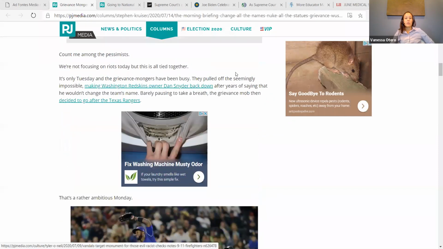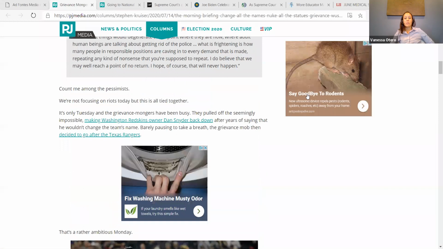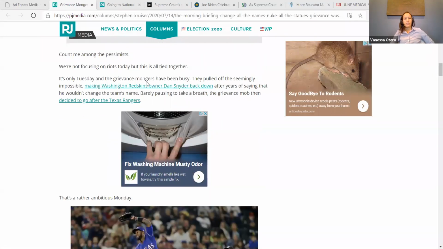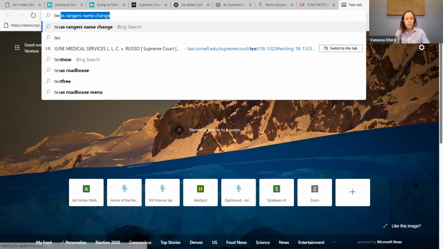Here's something where, when you're reading, you might take a moment and wonder, wait, is that true? "So it's only Tuesday and the grievance mongers have been busy. They pulled off the seemingly impossible, making Washington Redskins owner Dan Snyder back down after years of saying that he wouldn't change the team's name. Barely pausing to take a breath, the grievance mob then decided to go after the Texas Rangers." What? They did? This is a link to PJ Media, but what is this deal about the Texas Rangers? So let's Google it.